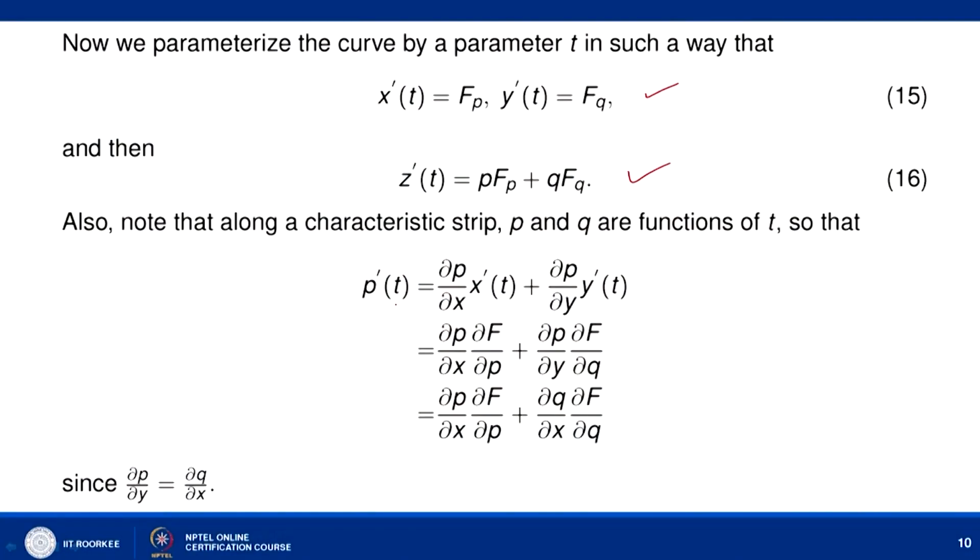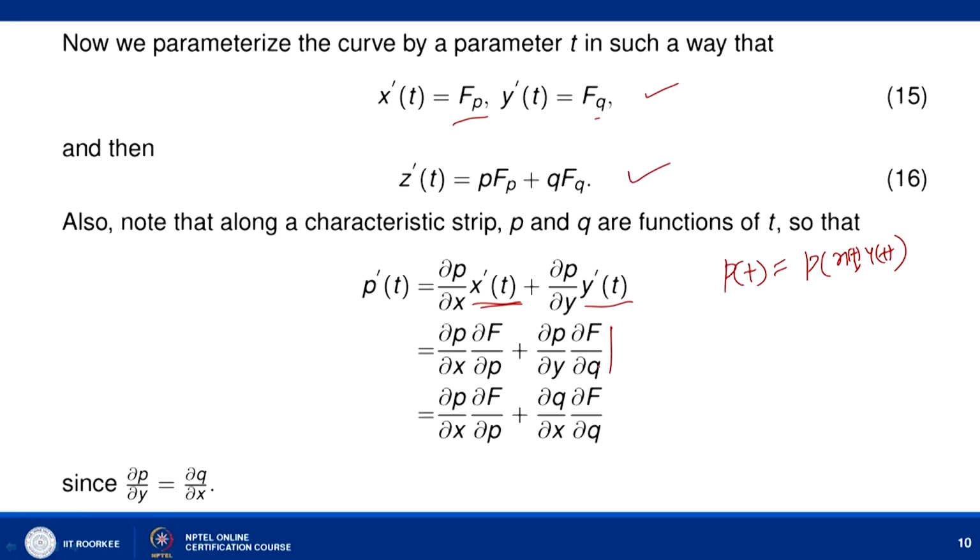To find out the p dash t value here, p dash t equal to del p by del x, x dash t plus del p by del y, y dash t. Here I am assuming that p(t) is a function of x comma y, x(t) comma y(t). So, using this relation that p is a function of x and y, and x and y are functions of t, we can differentiate with respect to t, and we have this relation using the chain rule. Now, we already know the value of x dash t, that is f_p here. So, del p by del x f_p plus del p by del y, and y dash t is written as f_q.